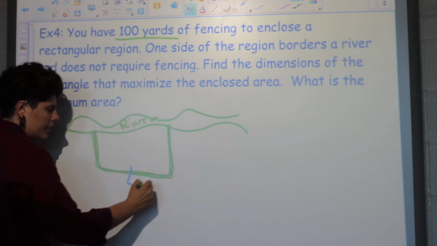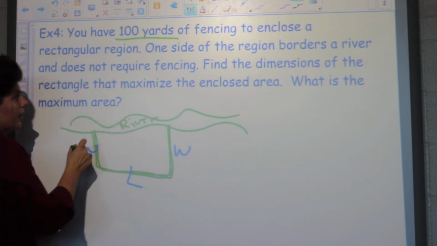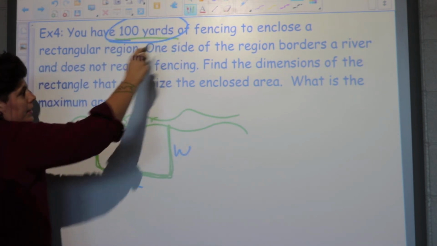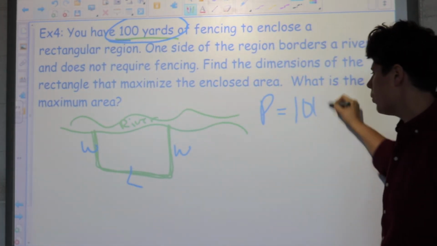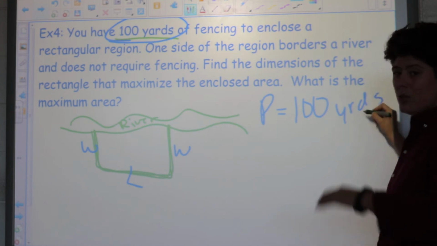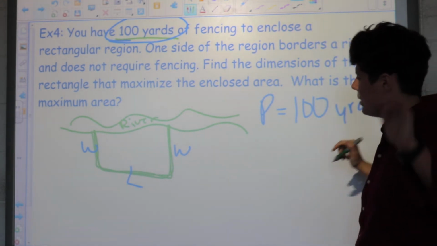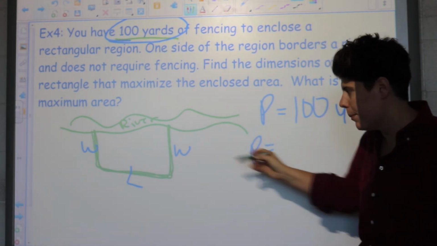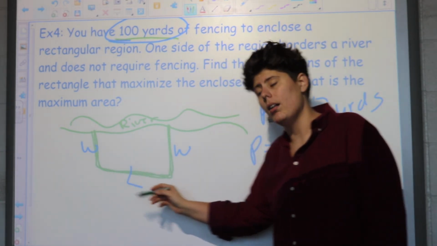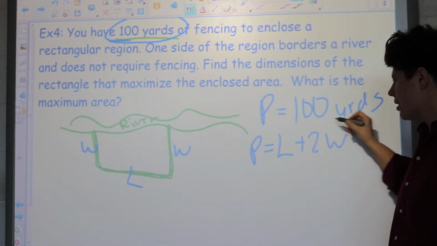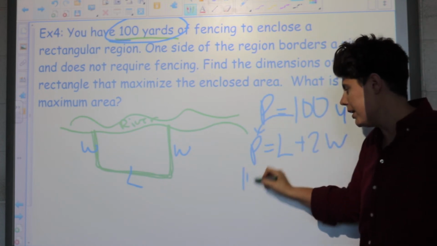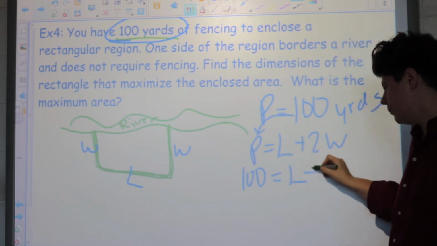We already said we have length, and we have width, and we have width. And it says I have 100 yards of fencing. So my perimeter should equal 100 yards, because I want to use all my fence. But this time, when I come up with an equation for my perimeter, I only have one L. So perimeter equals 1 length plus 2 widths. And I know that my perimeter should equal 100.